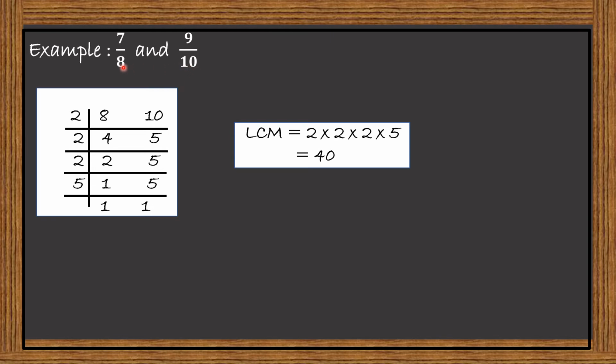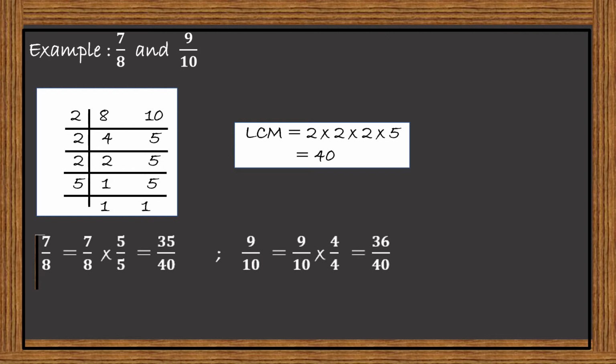So for converting 8 to 40, you have to multiply this fraction by 5. And to convert this 10 to 40, we have to multiply this fraction by 4. As we are multiplying the denominator, we need to multiply the numerator as well. So let's see how to do that. Here we have first written the fraction 7 upon 8, then we have multiplied it by 5 upon 5. So it is 7 5s are 35 and 8 5s are 40.